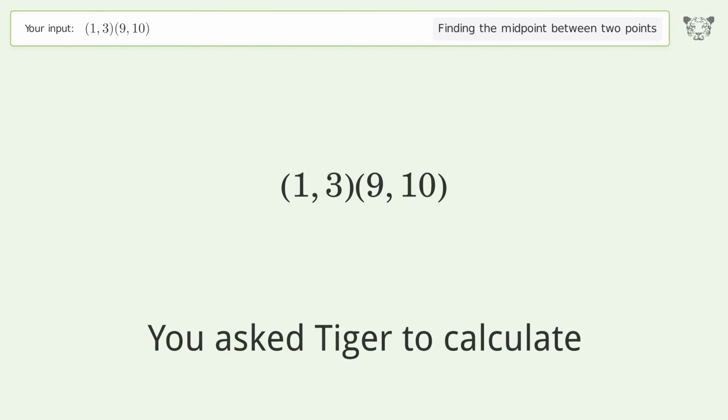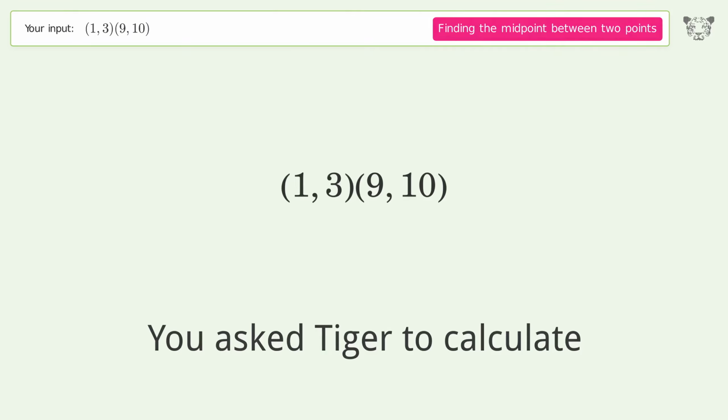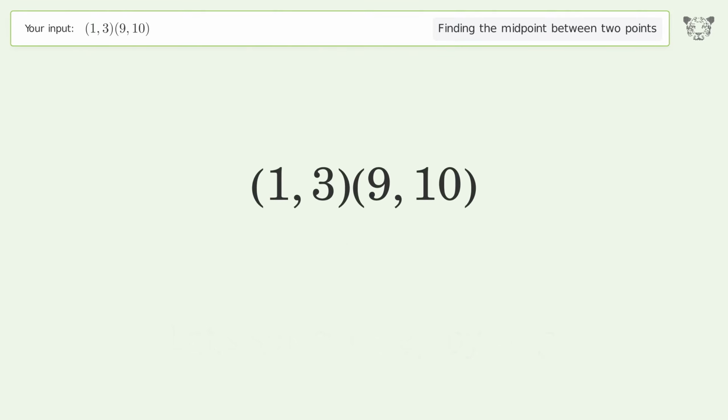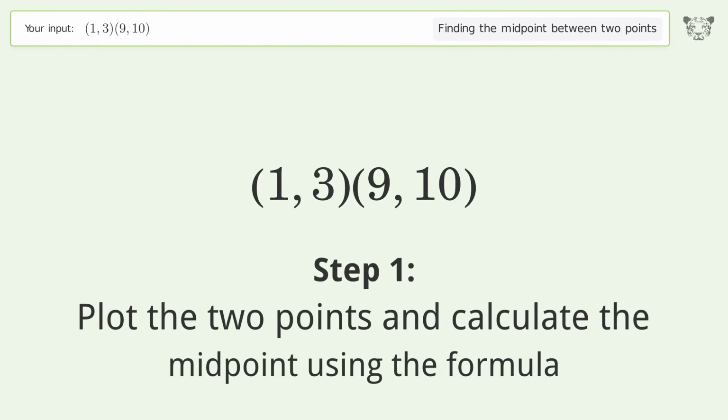You ask Tiger to calculate. This deals with finding the midpoint between 2 points. The midpoint between the 2 points is 5, 6.5. Let's solve it step by step. Plot the 2 points and calculate the midpoint using the formula.